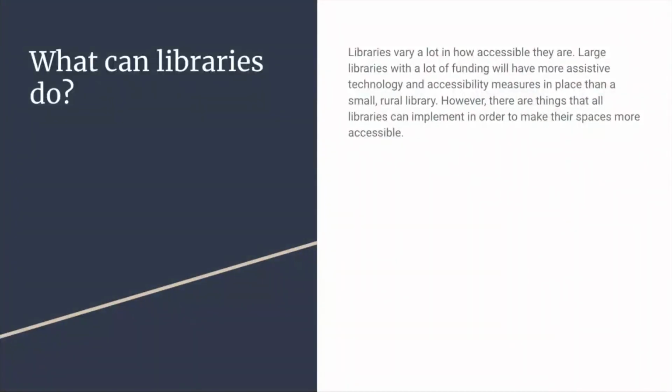Now I will talk about some steps libraries can take going forward in order to make their spaces as inclusive as possible. There is a lot of variation in how accessible libraries are. The more funding a library has, the more likely it is to have assistive technology and accessibility measures in place. A smaller library might not have the resources to make their space more accessible.